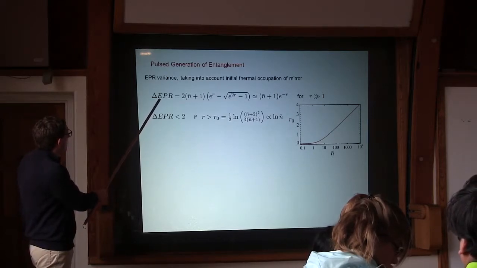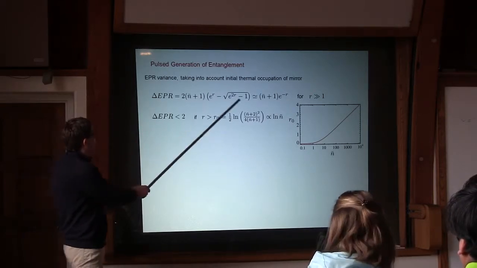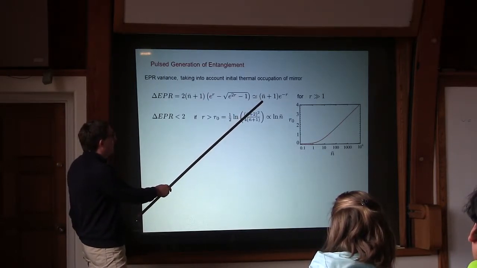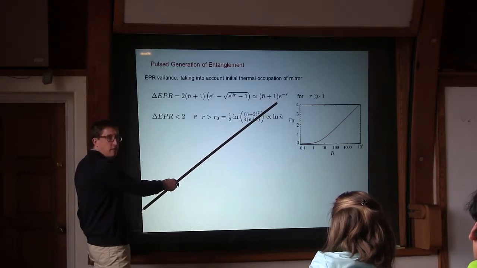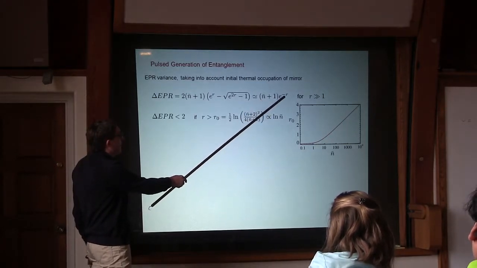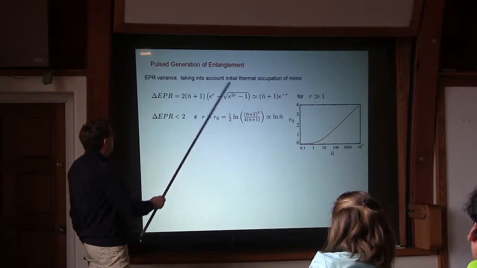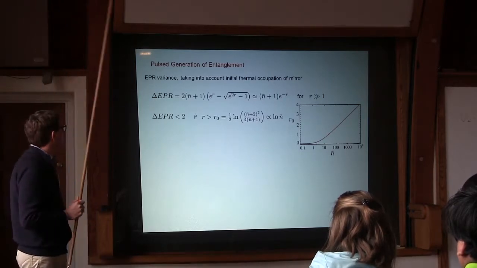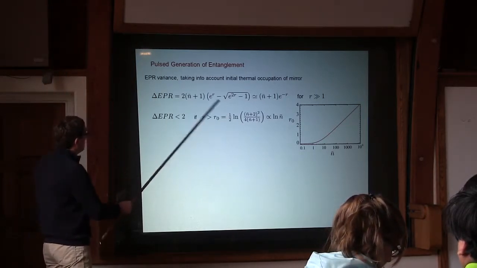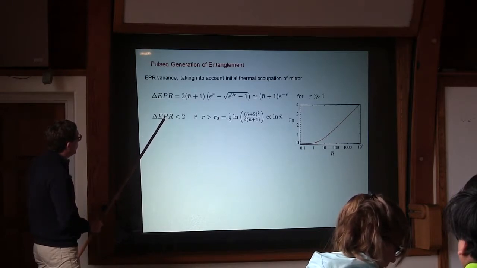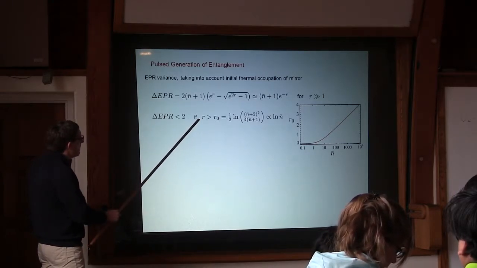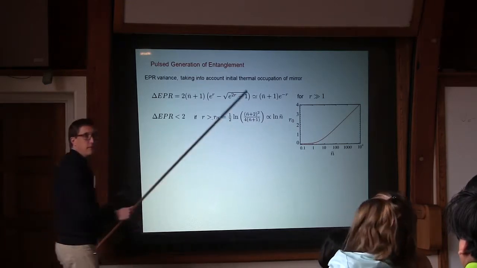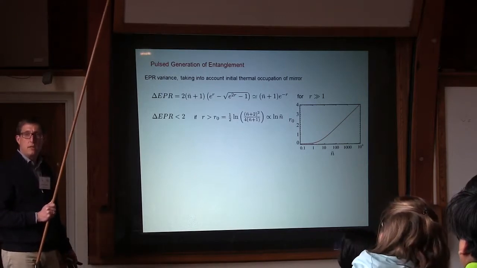So what you find is that the EPR variance essentially is proportional to the initial number of mean thermal phonons in the mechanical oscillator times e to the minus r. So if you have sufficiently large r, you will go below this bound for the separable states and be able to verify that you generate an entangled state. And that equation means that in order to generate this entangled state, we need an r which is larger than some critical r naught, which scales only logarithmically with the number of phonons, so logarithmically with temperature.